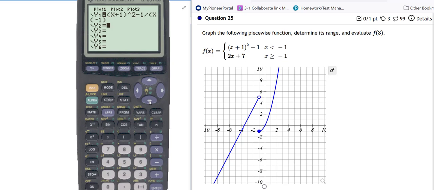Right, you can click enter, or you can do your down arrow. Right, this one will be a line. Y equals 2x plus 7. Right, we have a condition again, so we'll do that divide to separate parentheses x, and then we want to get to our test menu again. So second and math to get test, greater than or equal to is number 4, -1, close parentheses, and now I'm going to graph.